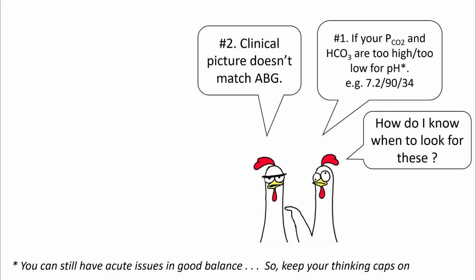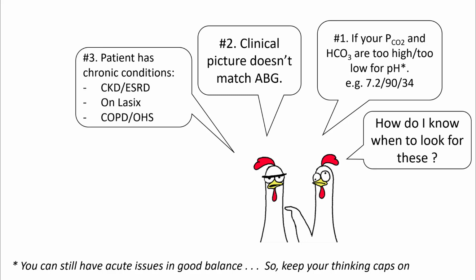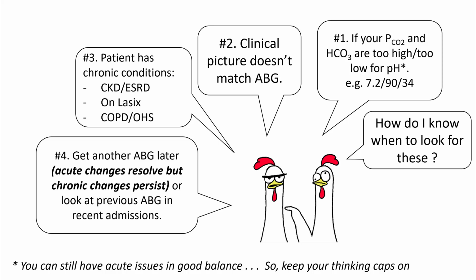Second, the clinical picture doesn't match your ABG. Third, look out for whether your patient has chronic conditions like CKD, ESRD, whether he's on Lasix, or he has COPD or obesity hypoventilation syndrome. Another way of figuring this out is getting another ABG at a later point in time. Understand that acute changes can resolve or change rapidly, but chronic changes will persist. You can also look at the previous ABGs, if available, in a recent admission to get an idea where this patient sits at.